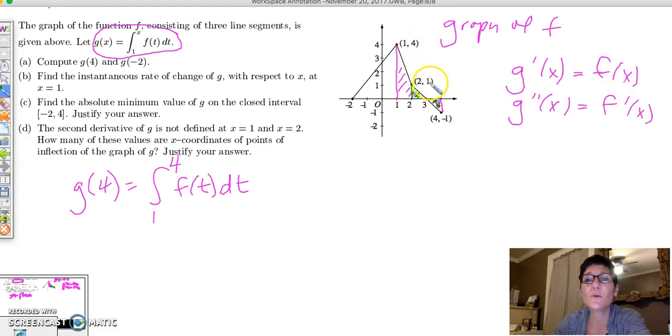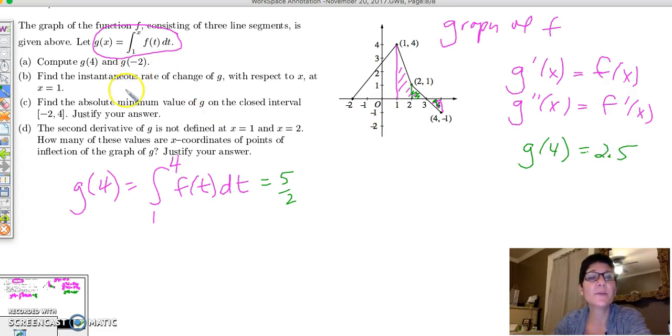Let's see if I can do it in my head. So 4 and 1 is 5, right? Yes, 4 and 1 is 5, because those are my two heights, times 1, so this is equal to 5 halves. So therefore, if I were to graph g of x on my original function, I would know that g of 4 is equal to 2.5. So I'm just going to put this off to the side, that g of 4 is equal to 2.5, to save myself a little bit of trouble, okay?